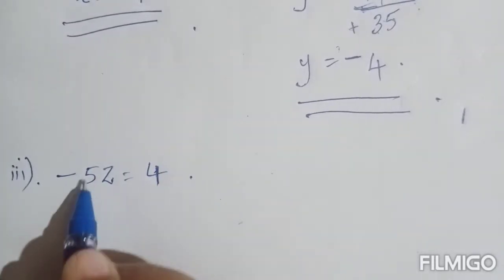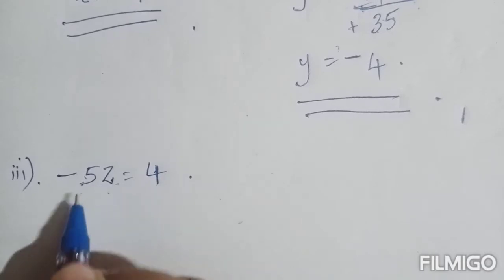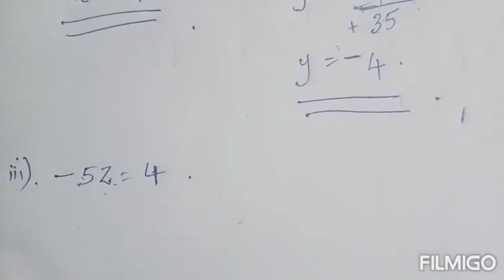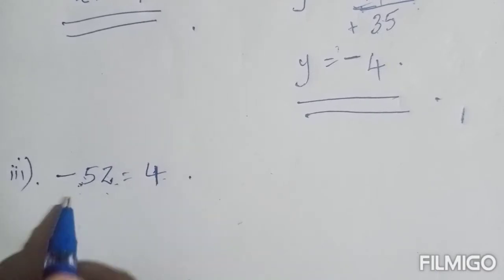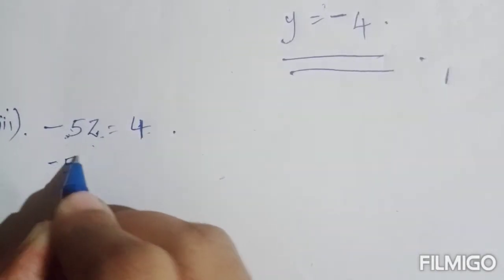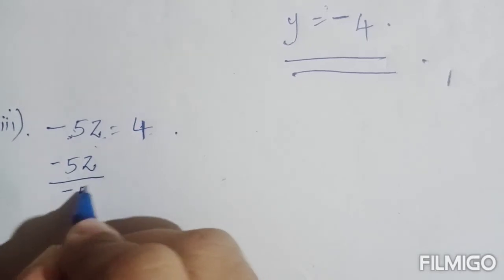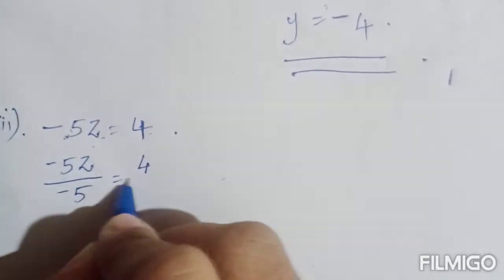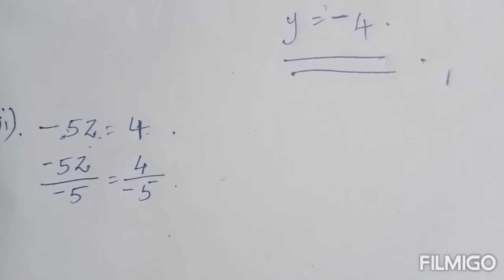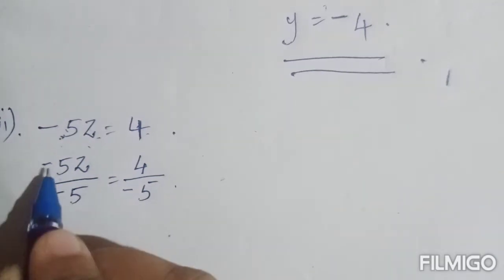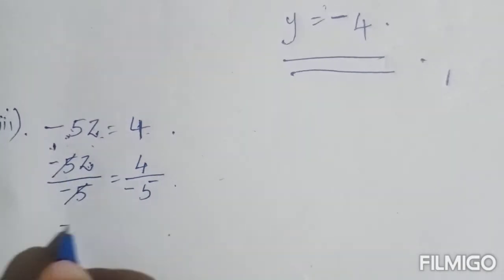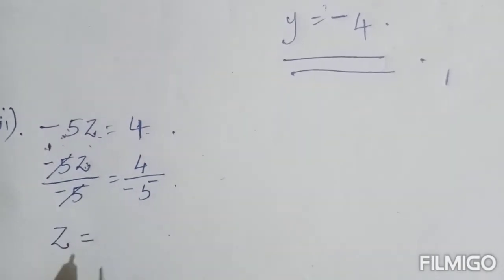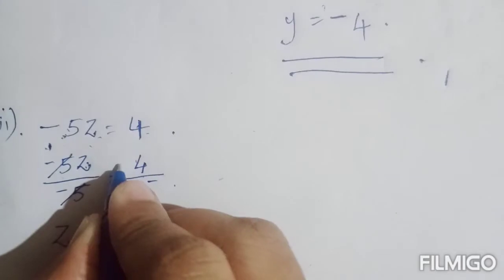So minus 5 into z. Multiplication is coming, so you have to divide minus 5 on both sides of the equation. Minus 5z divided by minus 5 equal to 4 divided by minus 5. Now negative 5 by negative 5, it is 1. 1 into z, it is z equal to 4 by minus 5.